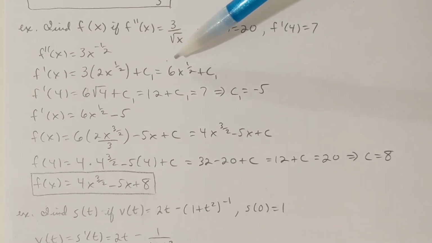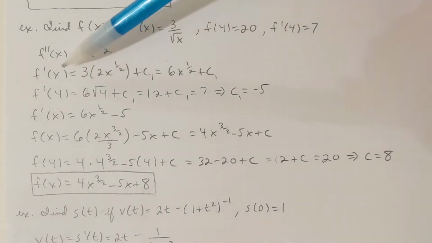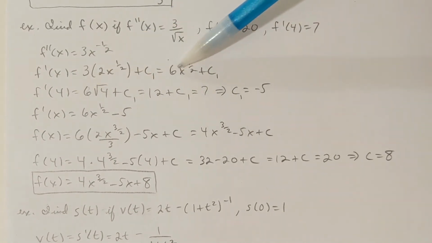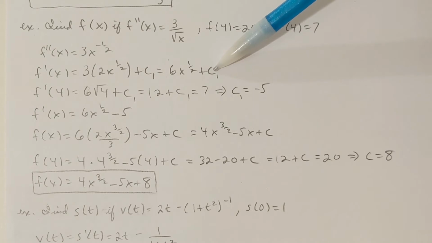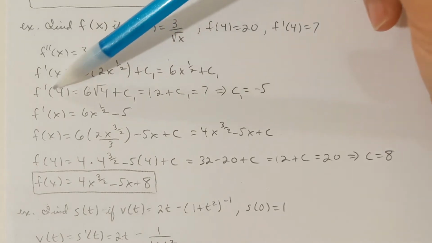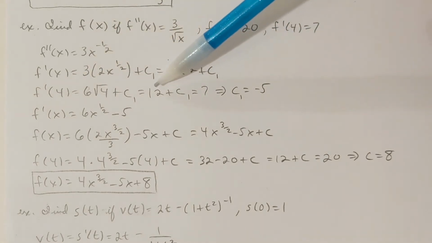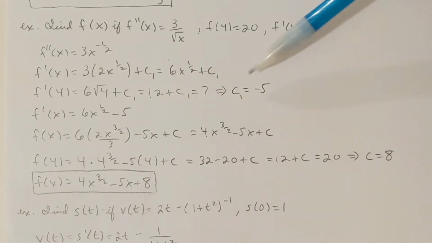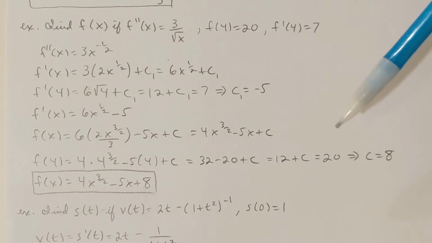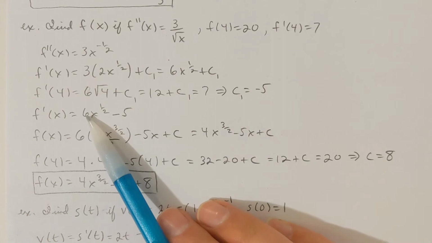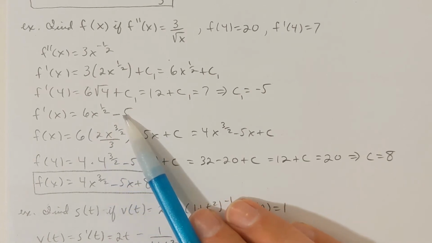Now, f prime of 4 is 7. So here's f prime of x, what I've got so far. Let me plug in 4, and I'm going to have 6 times the square root of 4 plus a constant. Square root of 4 is 2, 6 times 2 is 12, plus a constant. Okay, f prime of 4 is 7. So if you get 12 plus a constant equals 7, subtract 12 from both sides, that means that constant, which I'm calling C1 here, is negative 5. All right, f prime of x, therefore, would be 6 times the square root of x minus 5.